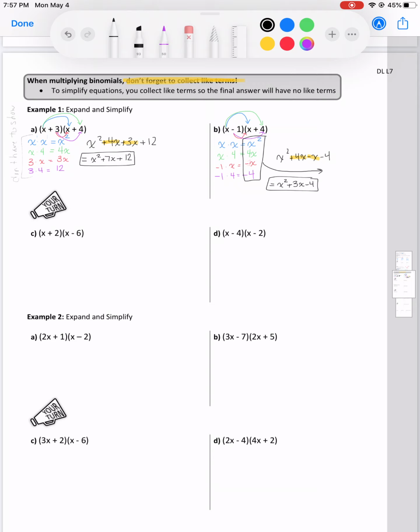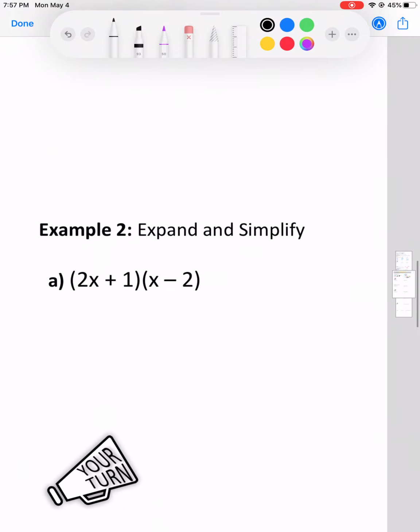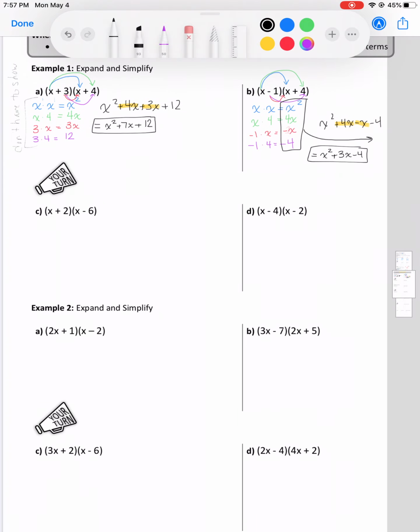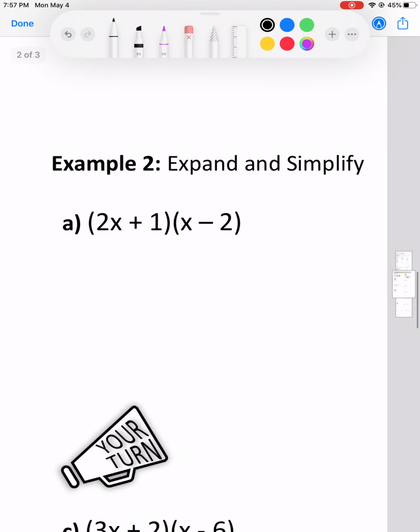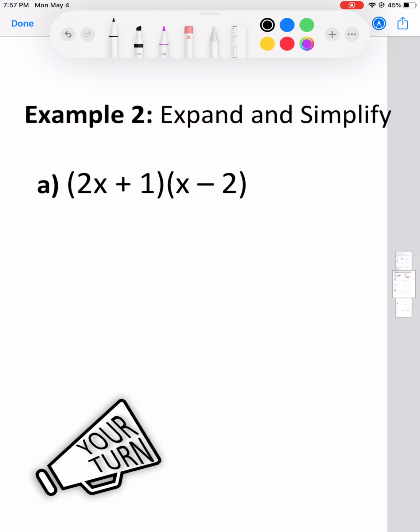Okay, so let's do it again. Now, the only difference this time is before we had just letters, like x's and x's. Now we have numbers in front. Okay? Again, just more practice, but it's the same idea. So, 2x times x is equal to 2x squared. Remember, don't forget that there is a 1 in front of here and there's a 1 there. They're just invisible, okay? Invisible math.